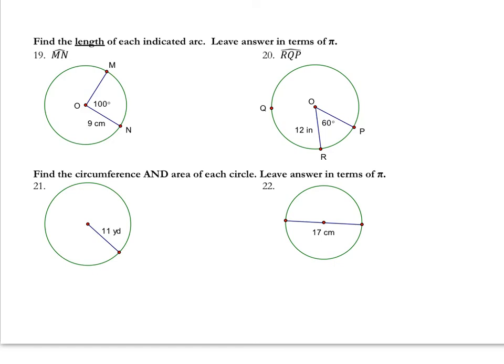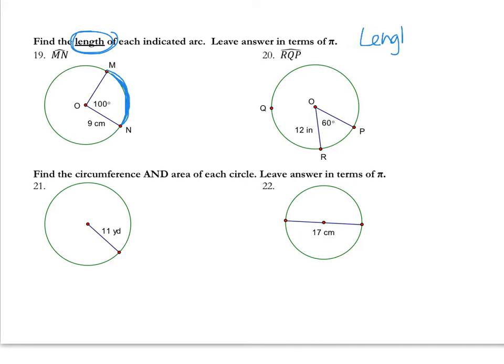Alright guys, here's some explanation of the ones that I noticed you missed on Socrative. So if you look at number 19, I think some of you for 19 and 20 were just started off using the wrong formula. So we're trying to find the length of the arc, MN. Since it's two letters, we know that's the minor arc. But we're trying to find the length, not the area. So you need to be careful when it says length that you're using the correct formula.